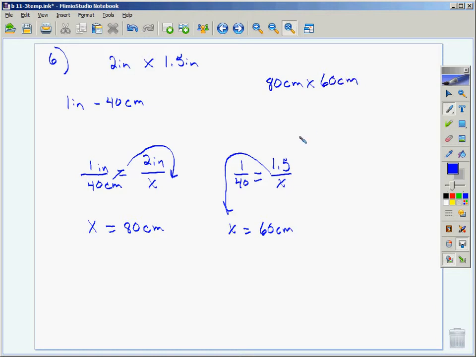To find the area, we'd multiply those two together. 80 times 60 is 4,800. Remember that when you're talking about area, it's no longer just centimeters, but it's really centimeters squared. Part C was really the trickier part.